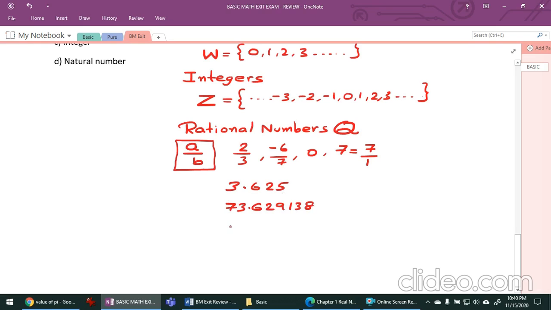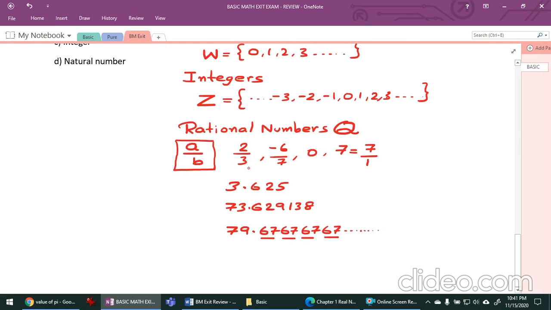Now again, 79.6767667 etc. This is also a rational number. See, the decimal part, after the point, the numbers are not stopping but they are repeating. 67676767, again repeating. So if the decimal part is not stopping but repeating, then it is a rational number.